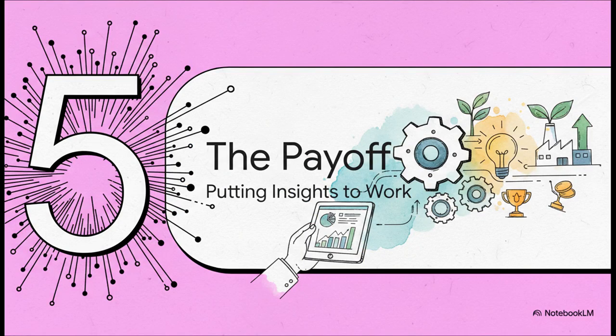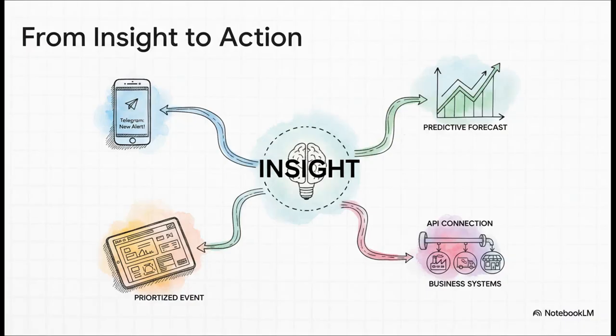Okay, we've followed the data from a physical sensor all the way to a smart insight. But look, an insight is completely useless if it doesn't lead to an action. This is the final layer. This is the payoff. And this is where it all comes together. The platform can shoot an automated alert to your team's Telegram chat. It can prioritize events on a dashboard, showing you exactly what needs your attention right now. It can visualize future trends, and crucially, it can feed these powerful insights through APIs directly into other business systems, completely closing that loop from data all the way to a decision.